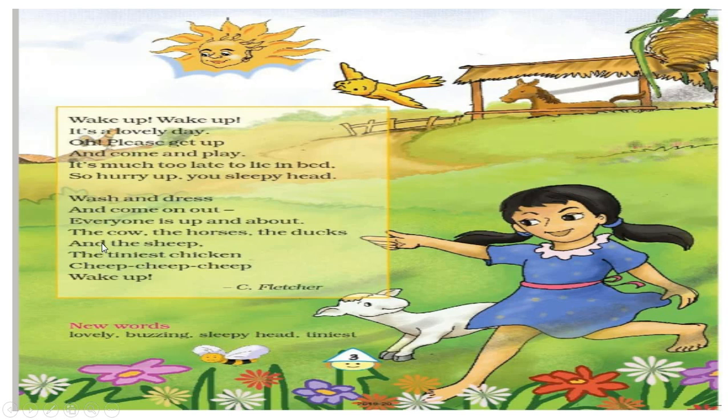A-N-D, and, the. T-H-E, the. And the sheep. S-H-double E-P, sheep. Aapne sheep toh dekha hoga, okay? Cow, horse, ducks, sheep, ye sab aapne dekha hoga, okay? So the cow, the horses, the ducks, and the sheep. These all are up and about. The tiniest chicken. T-H-E, the. Tiniest means very small. Okay? So, yahan pe tiniest kaun hai? Chicken. Okay?